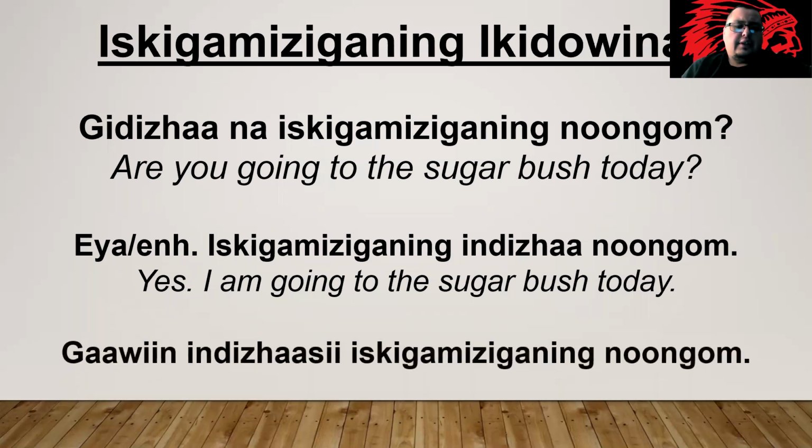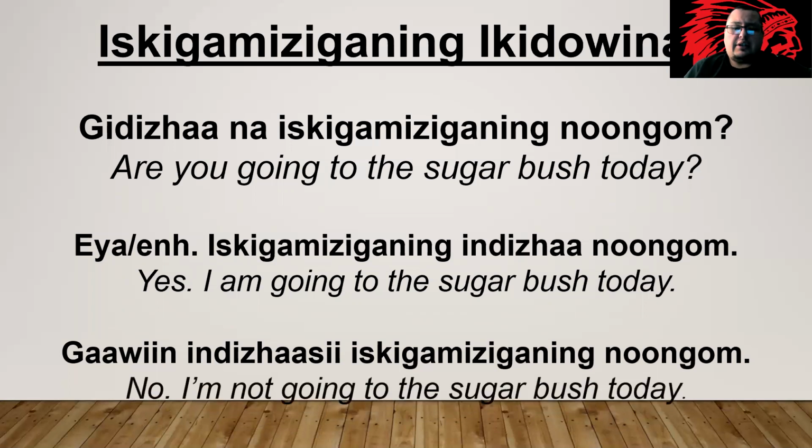Or if you're not, you say gawin in dejasi iski gamiziganing noongum. Okay, if you want to use the complete sentence, you can. Or you can just shorten it to gawin in dejasi. I'm not going. Okay, but to extend out the sentence a little more, as a practice tool to make your sentences longer and to use more Ojibwe, you would say gawin in dejasi iski gamiziganing noongum. Okay, I'm not going to the sugar bush today.